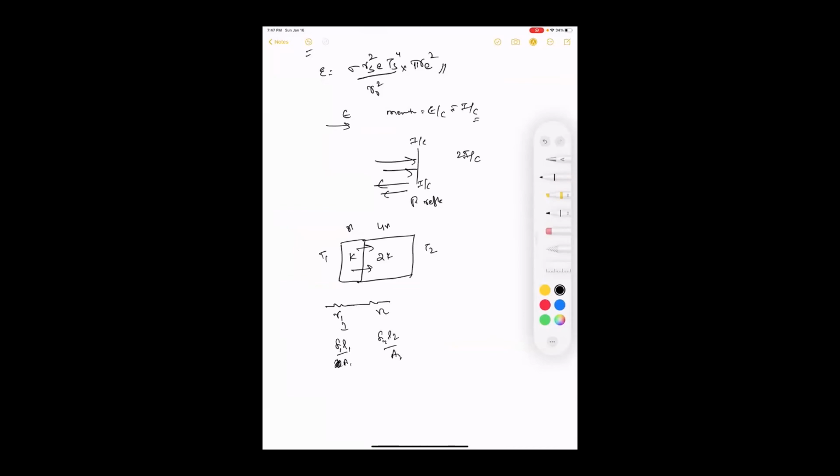Instead of resistivity, we have conductivity. So R1 is L1, which is X, and rho is nothing but 1 by K, so it is X by K into area A. And what is R2? R2 is 4X by 2KA, which is 2X by KA. So what is the total resistance? They are in series, R1 plus R2. So R equivalent is X by KA plus 2X by KA, which is 3X by KA.